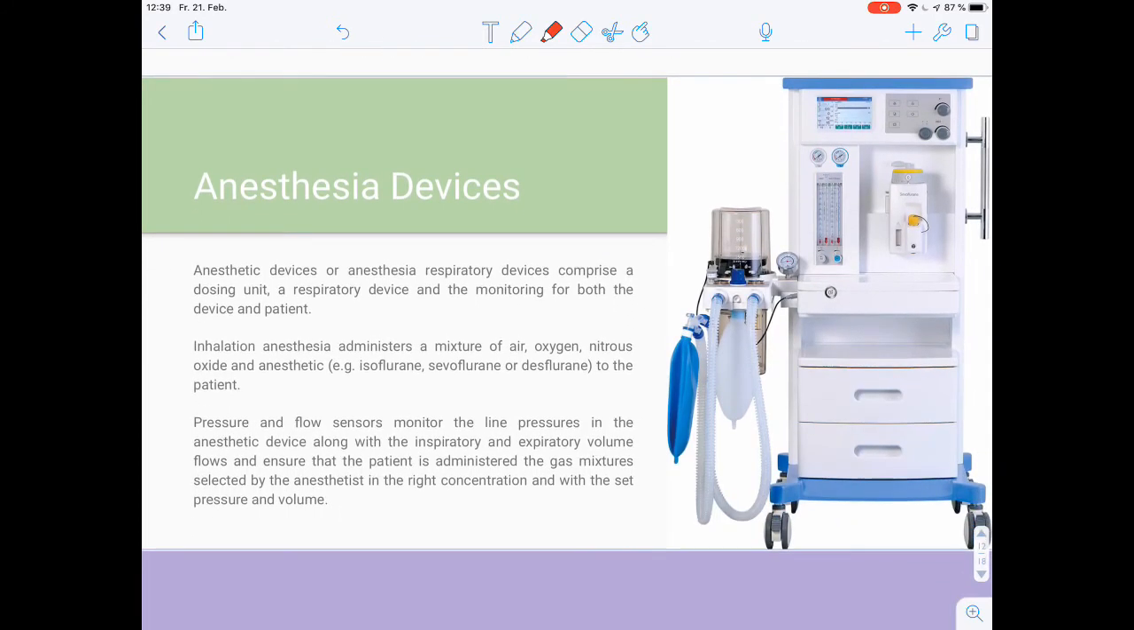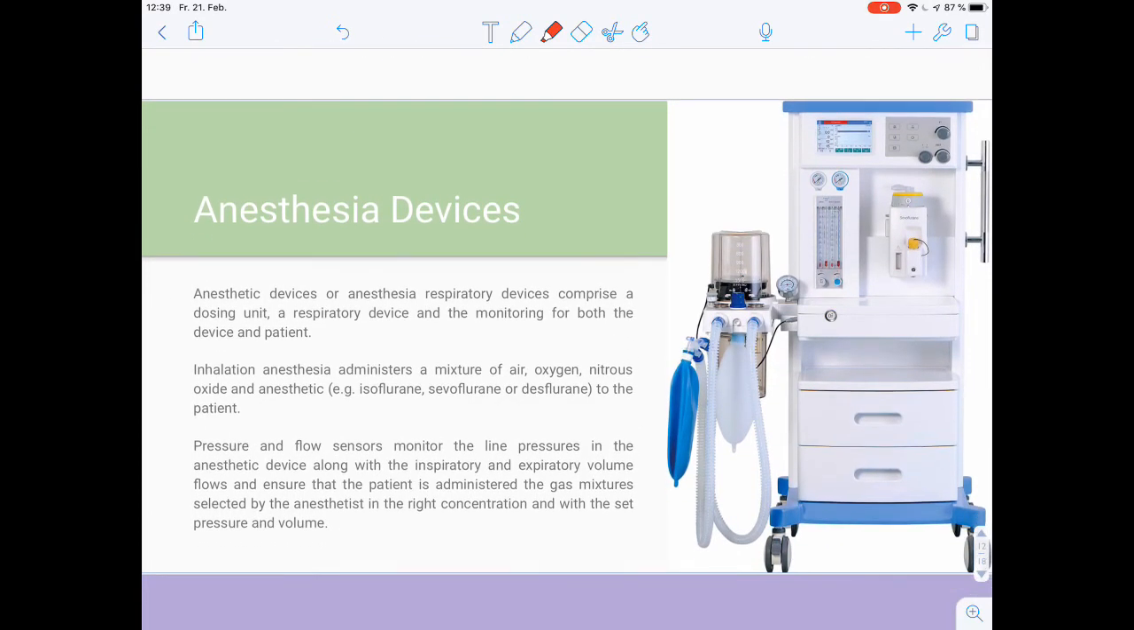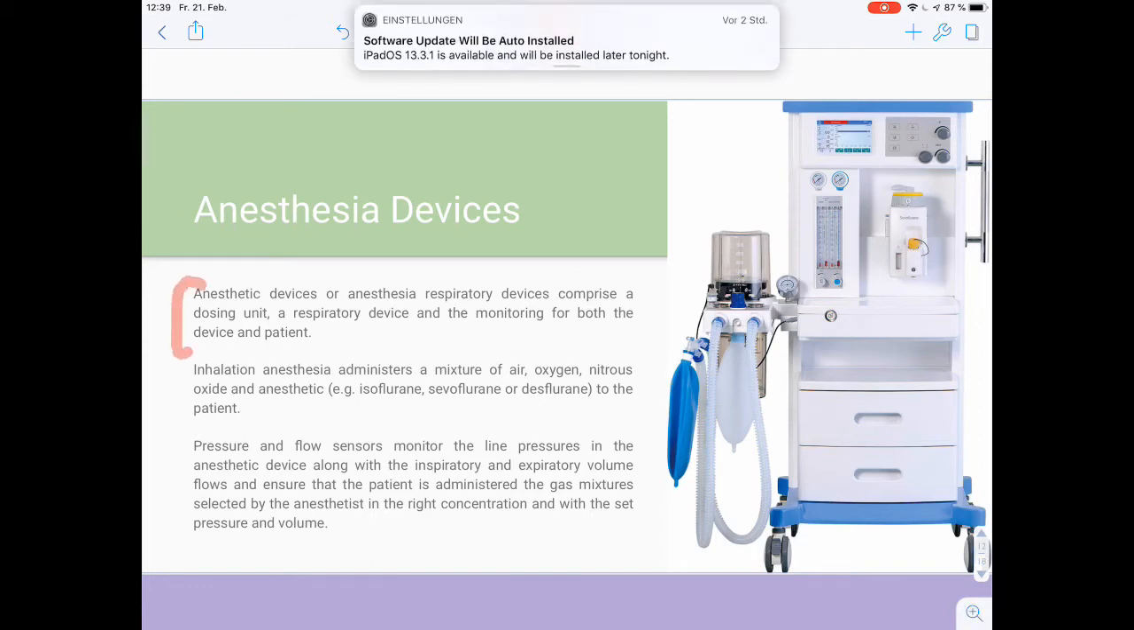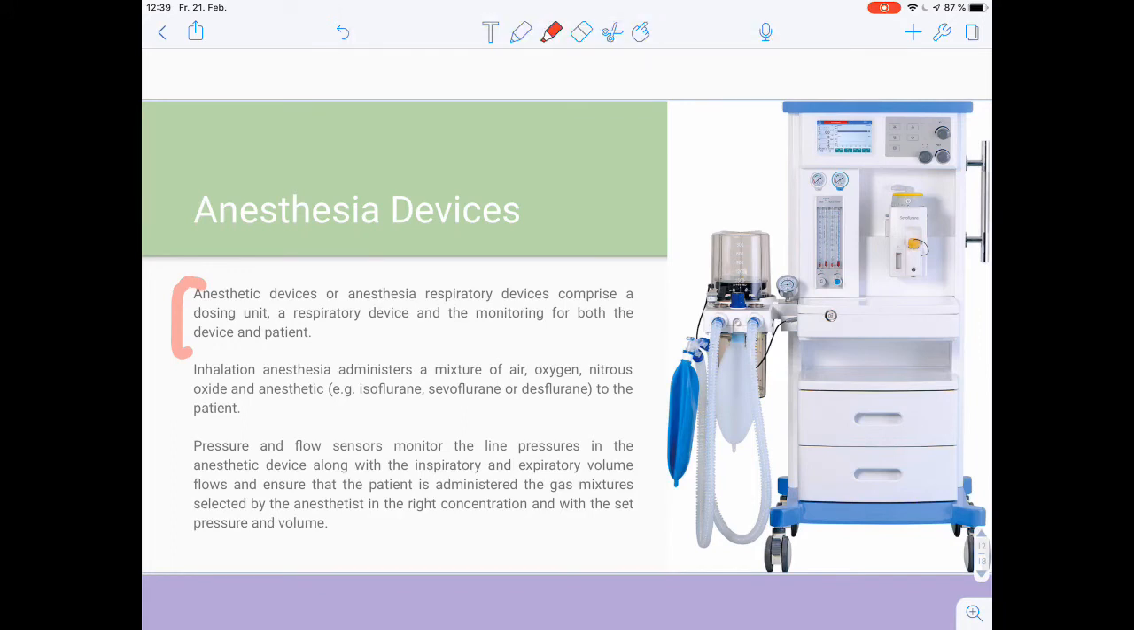And finally, we have the anesthesia devices. These are very important for the surgical field, and they work with gases because everything is administered via the oral cavity. So yeah, the anesthesia inhalation station administers mixtures of oxygen, nitrous oxide, and anesthetic to the patient in order to make them sleep or not feel anything during the surgery.